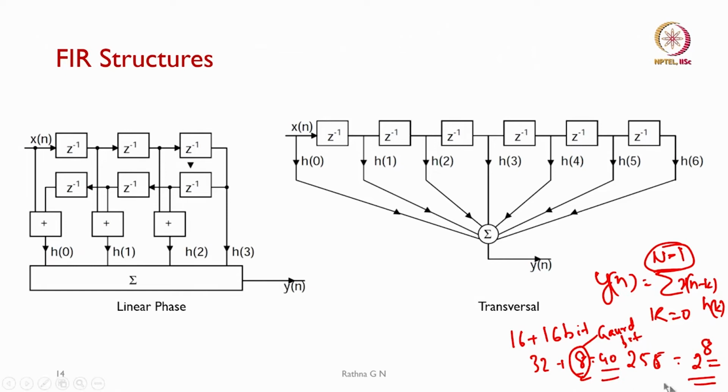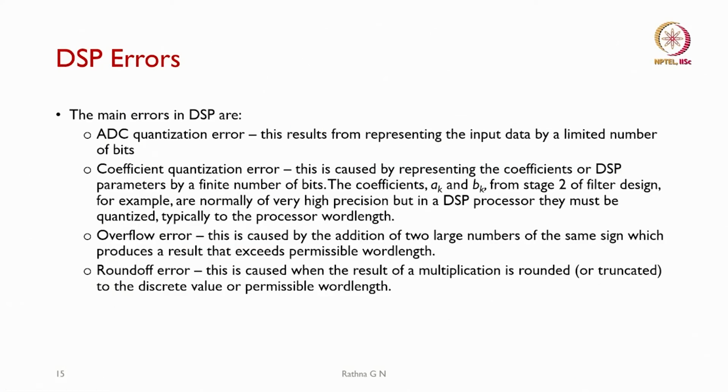Up to 255 we may not have an overflow; beyond that we may overflow in the FIR design. So, one has to take care. As we said, it is almost stable, but if the order goes very high, then it may become unstable. So, what are the DSP errors we are going to encounter in our design? It has been listed.